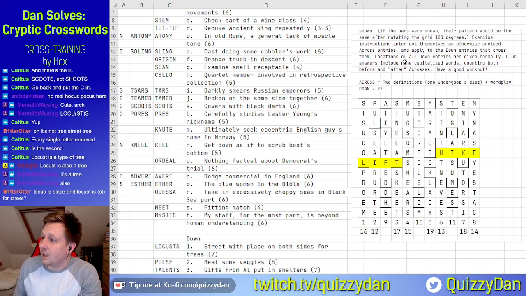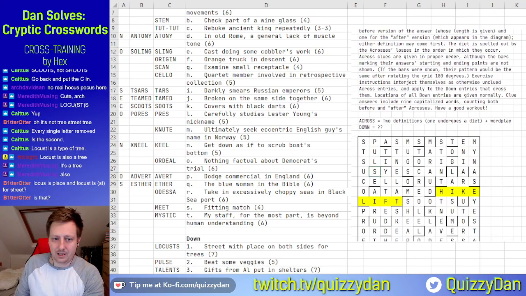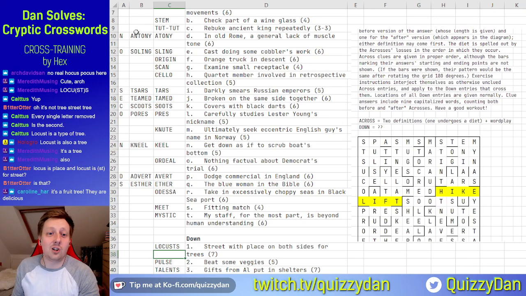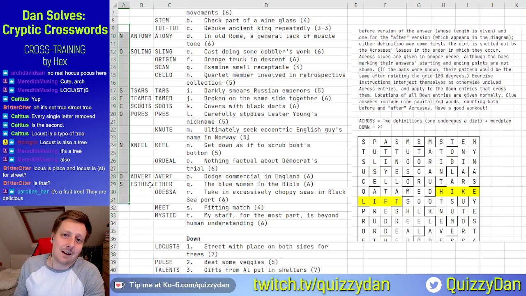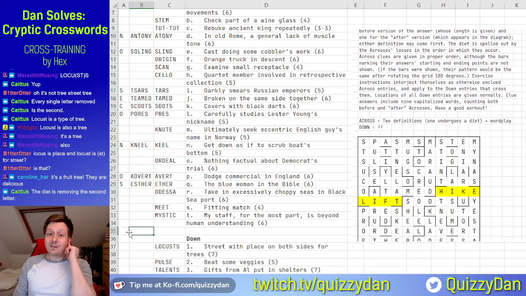So, exercise instructions interject themselves as otherwise unclued cross entries. That's hike and lift, which tells you how to alter all of these ones. So we've altered all of them. And what was this extra message? That was the diet is... yes, so the diet, we must not have any seconds of our portions. So no seconds for us. Thirds and fourths, absolutely, but no seconds.